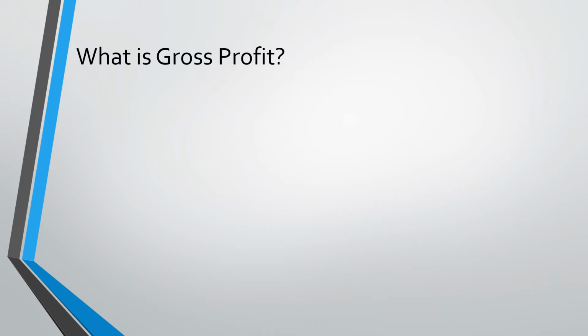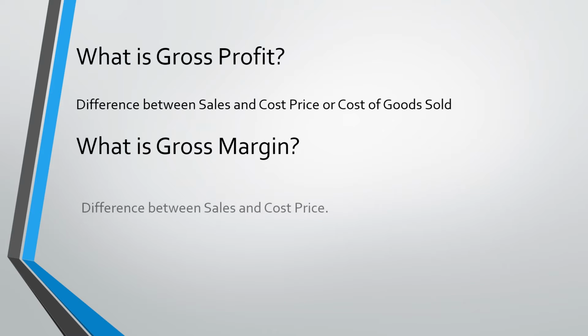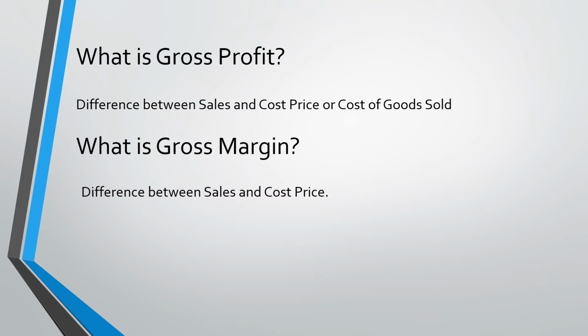What is gross profit? Gross profit is the difference between sales and cost price, or cost of goods sold. What is gross margin? Gross margin is also the difference between sales and cost price. When we are talking about these terms as an amount, it is quite possible that your answer would be the same.